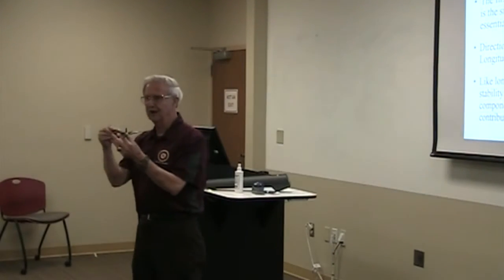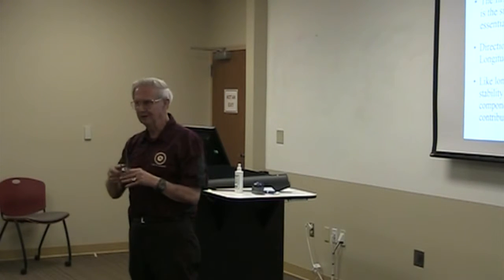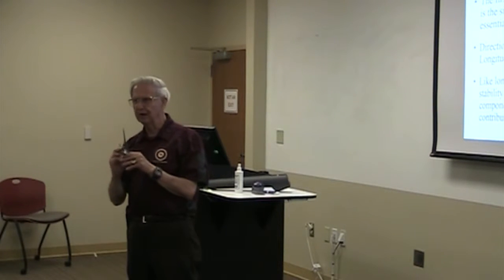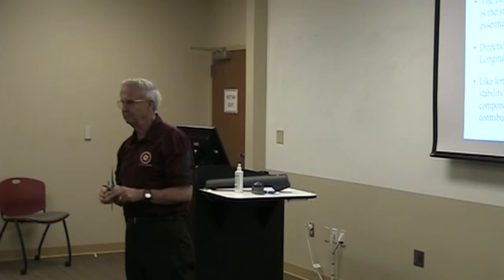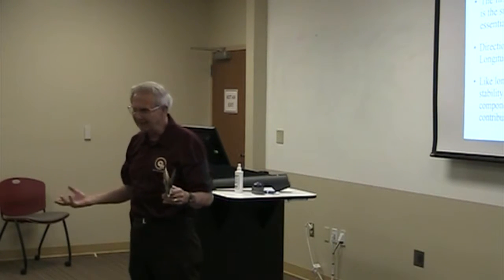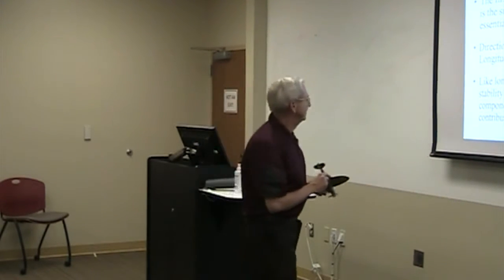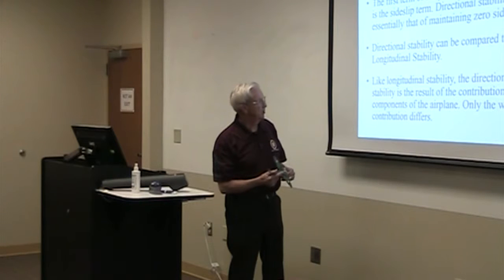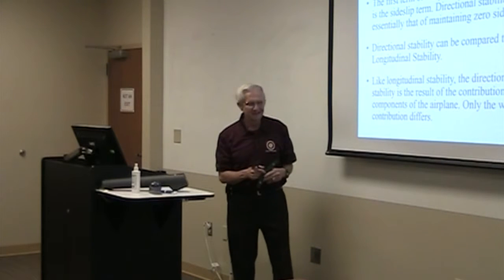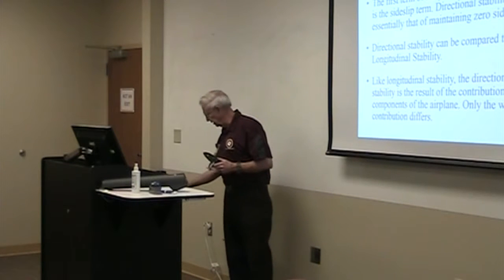Fuselage doesn't matter whether it's like this or like this, it's destabilizing, okay? You know, if you took the tail off and flew the fuselage, it'd eventually go end over end. I mean, the Goodyear blimp even has to have a tail. So, like longitudinal stability, directional stability is the result of contributions of the components of the airplane. Only the wing, which now is like so, differs, and we'll talk about it.